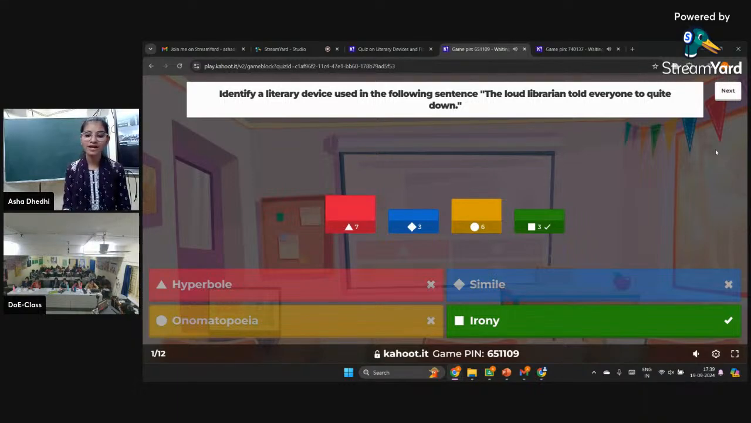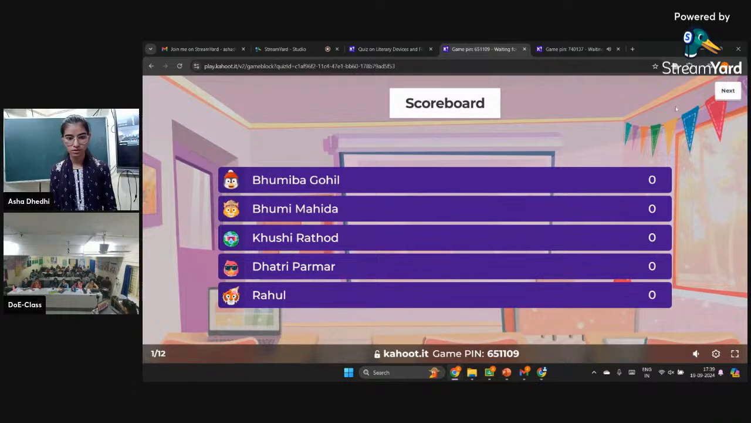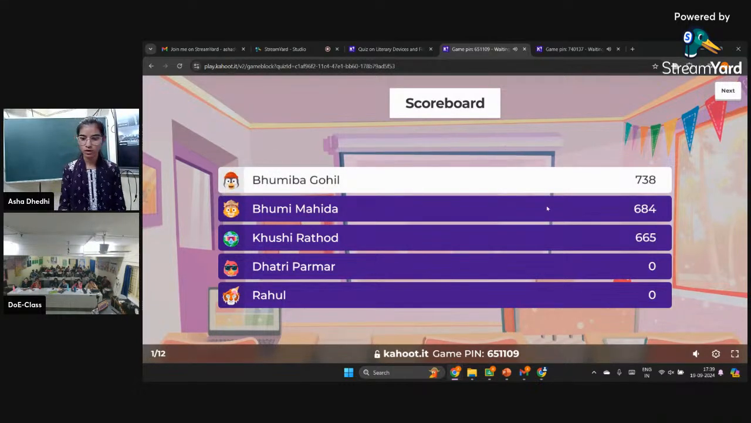Right, so the right answer is irony, and only 3 people have given the right answer. The librarian's voice is loud, still they are asking the people to keep calm, keep quiet. So that is the irony used here. So Bhumima Gohi is on the first position.